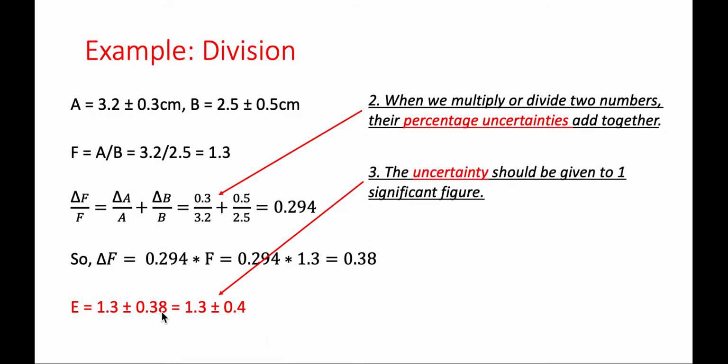However, we have to observe our rules about uncertainties, in that the uncertainty should be given to one significant figure. So instead of having 0.38, I'm going to have to go for 1.3 plus minus 0.4. So when you are doing these questions, I would advise that you write down the uncertainty to a great number of significant figures and then convert to one significant figure if you have to. This will show that you are thinking about the different rules and how they apply.